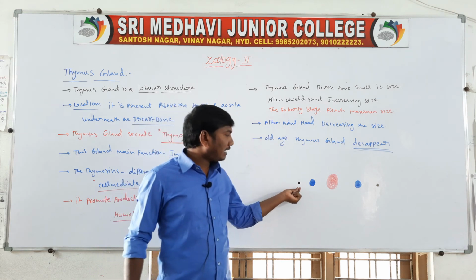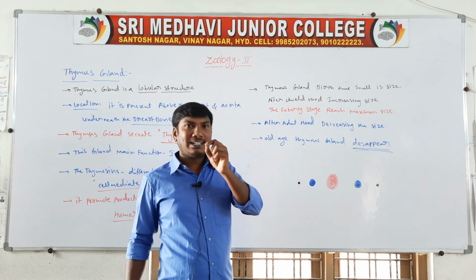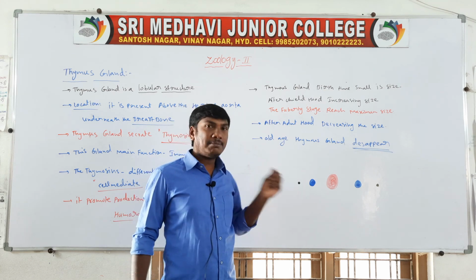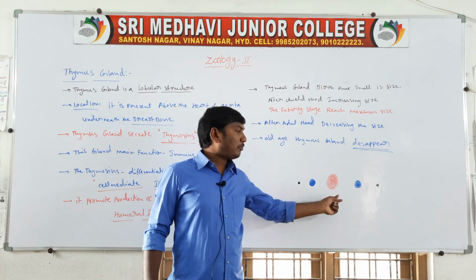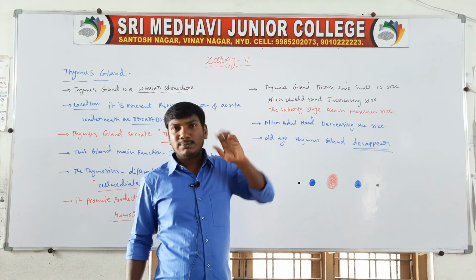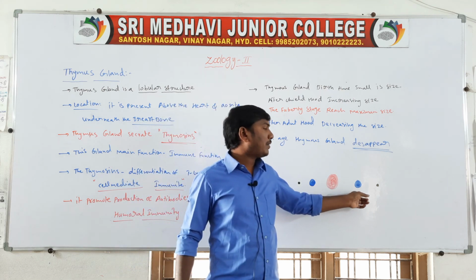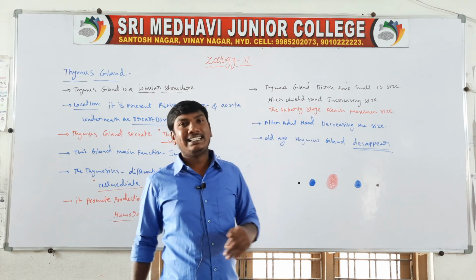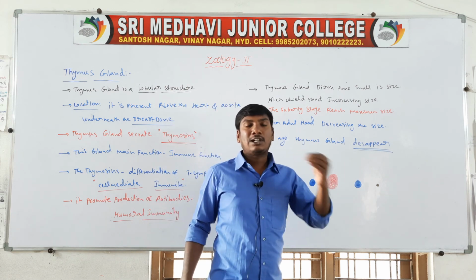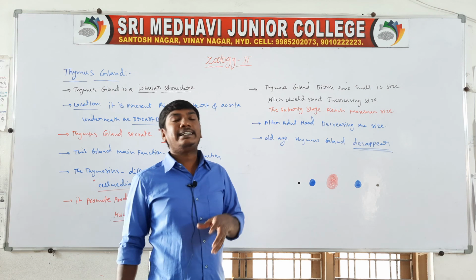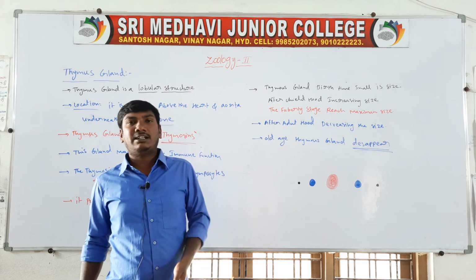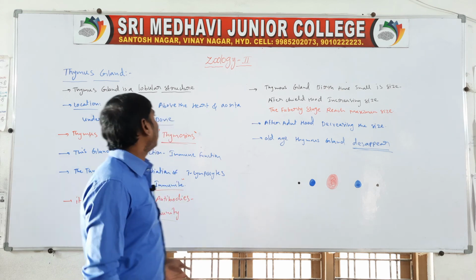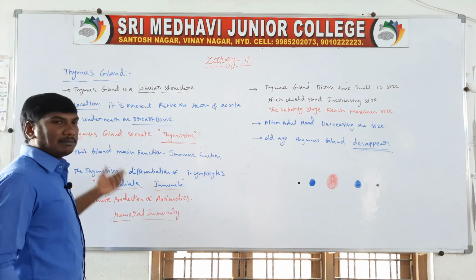Majorly, the thymus gland is small at birth and in childhood. After childhood the size increases. After puberty the size is maximum. After adulthood the size decreases. In the complete old stage, the thymus gland disappears. So there is no immune function, and the body is easily affected by disorders.